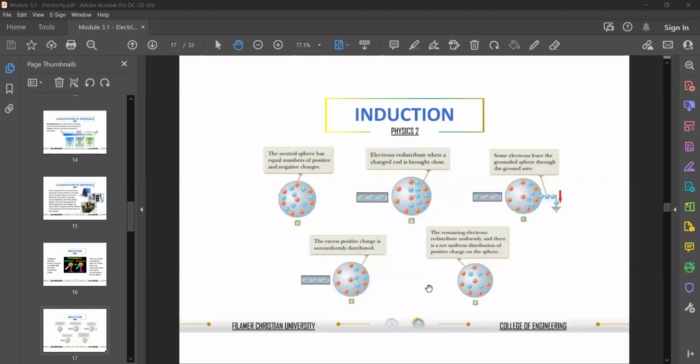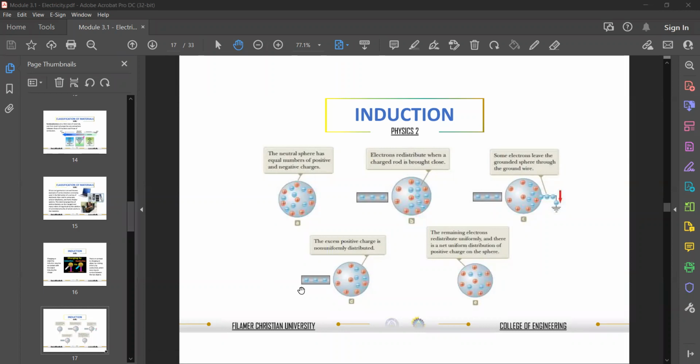It was just canceled out. How many is this? 1, 2, 4, 5, 6, 7, 8. 1, 2, 3, 4. Still the same. Still four. 1, 2, 3, 4. Then 1, 2, 3, 4, 5, 6, 7, 8. So the remaining electrons are distributed uniformly and there is a net uniform distribution of positive charge on the sphere. So our sphere is now more positively charged, compared to here previously where they were equal. Right? So we have equal numbers of positive and negative charges here.